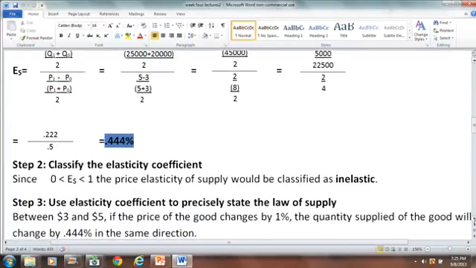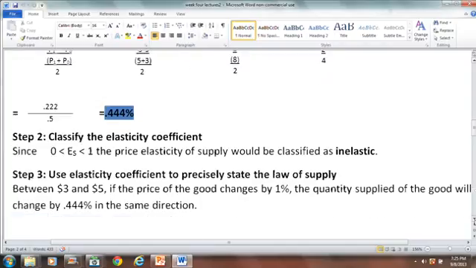I then take that value and classify it into one of the 5 price elasticity of supply categories, which are reflected in the interpretation of elasticity value handout. Because 0.44 is less than 1 but greater than 0, that implies that the price elasticity of supply would be considered inelastic. So I've discovered inelastic supply. Now I take the coefficient and restate the law of supply, and then I will have a more precise means of understanding how producers will react to a change in price.